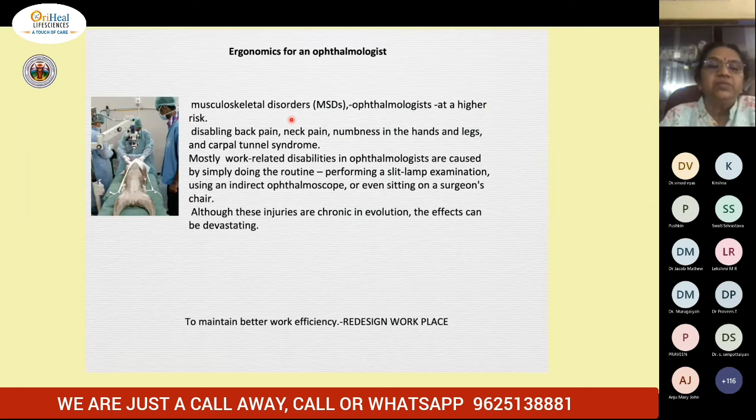Ergonomics for an ophthalmologist is very important because it is actually an occupational hazard. In the initial period, for the use of all these equipments which I mentioned, you will be bending this side, that side, and then you will develop all types of musculoskeletal disorders. Carpal tunnel syndrome is also very common, like with IT people, especially because you are working with your wrist alone. You should worry about all this and see that you don't develop it, because these injuries are very chronic in evolution, so you won't notice them the next day. And their effects will be devastating.